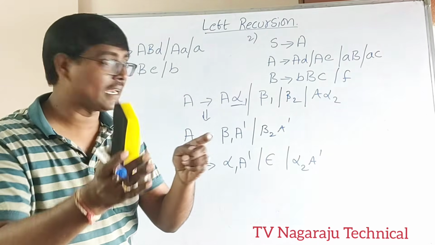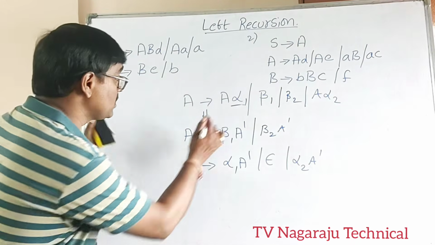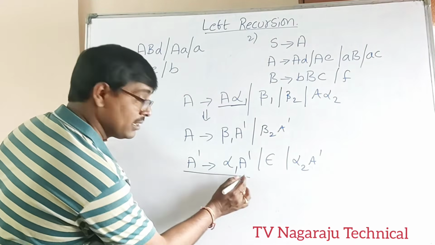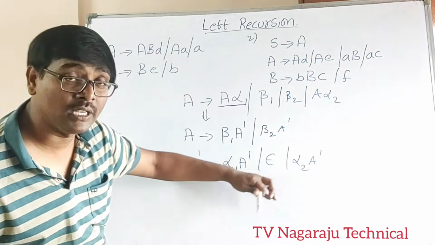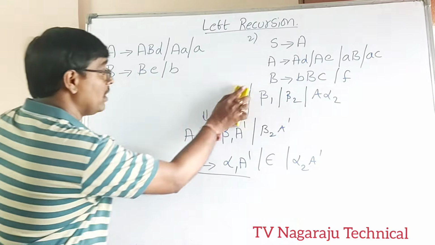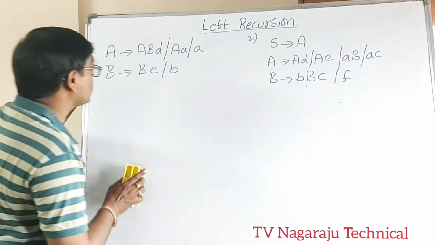That means we are converting the left recursion into right recursion. If you observe, this is left recursion. If you observe, this is right recursion. Now we already discussed the complete procedure in the last session. Now we will move with these two examples, how I am eliminating this recursion.